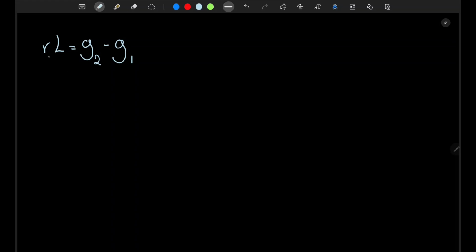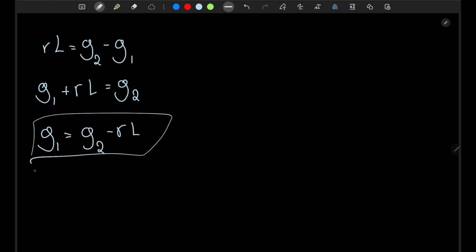And here we have RL is equal to G2 minus G1, and say we want to solve for G1. First, I'm going to push the G1 over to the other side to make it positive, so we have G1 plus RL is equal to G2. Now we can take the RL, push it over to the other side, and change the sign on it. G1 is equal to G2 minus RL. And there you go.